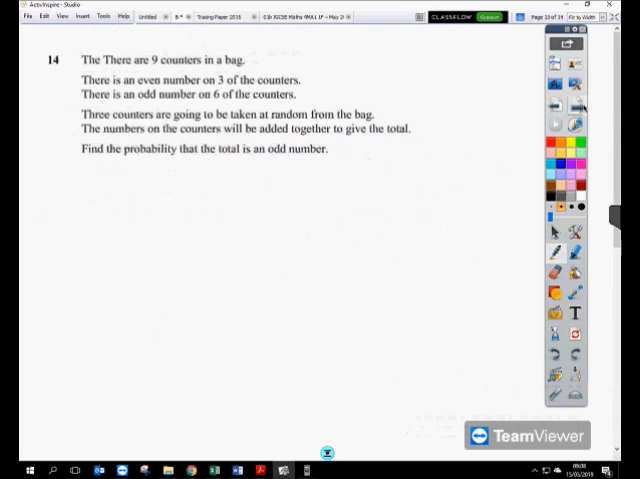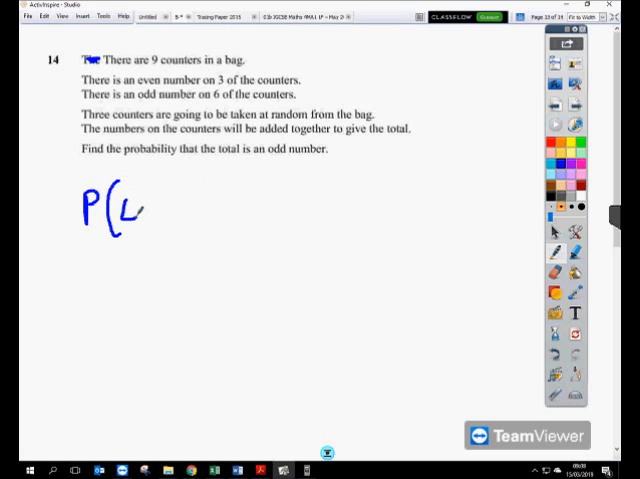Okay. And the next question. Oh, there's a misprint here. There are 9 counters in a bag. There is an even number on 3 of the counters. There is an odd number on 6 of the counters. 3 of the counters can be taken at random from the bag. The numbers on the counters will be added together to give the total. Find the probability that it's an odd number.